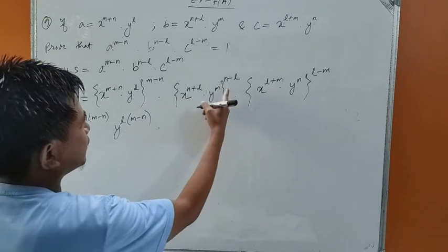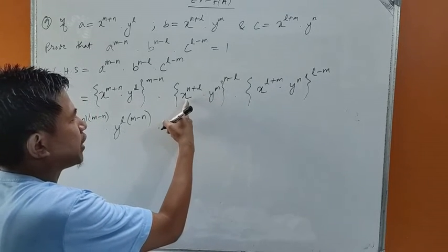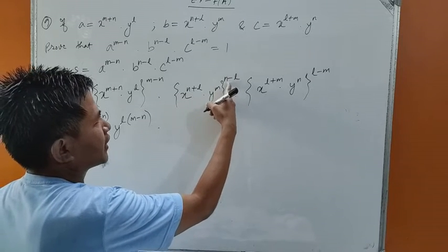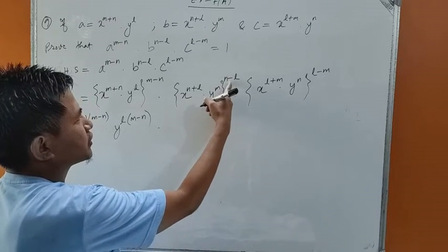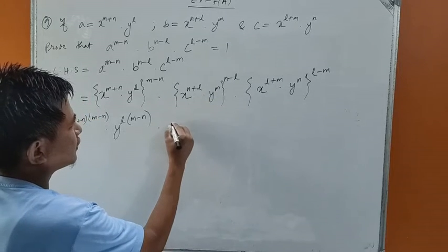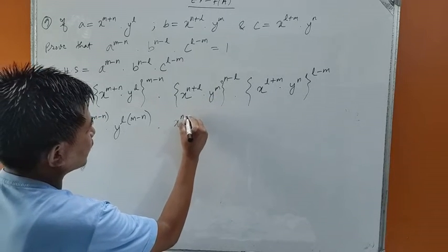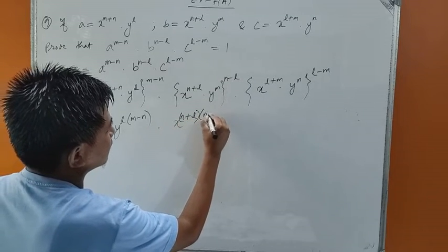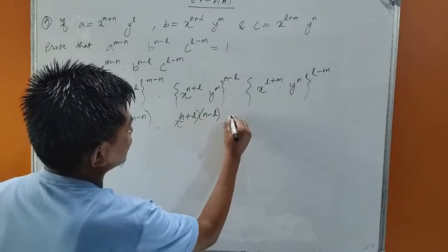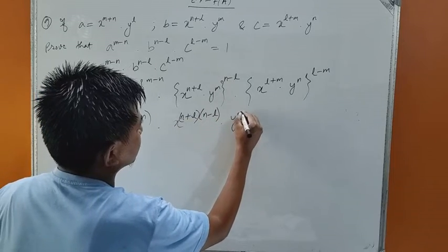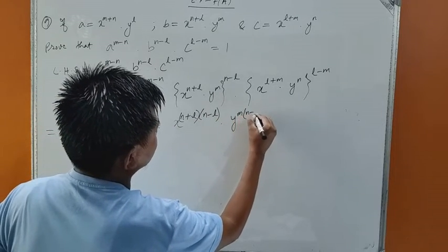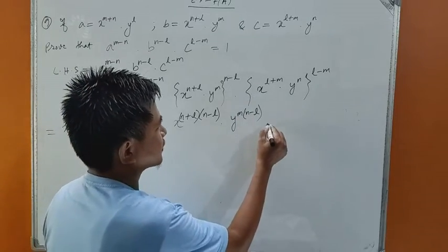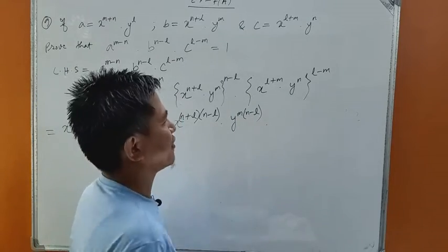Now let's do this. Here also the power of x is n plus l and the power of y is m. Now this power n minus l is for both the numbers, so let's put this n minus l to both the numbers individually. x to the power n plus l into n minus l, isn't it? Into y to the power m into n minus l. We must be very careful with the sign, okay. We should not forget the sign, otherwise the answer will come wrong.